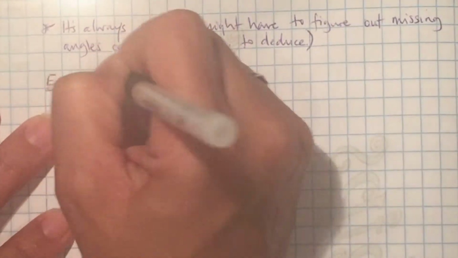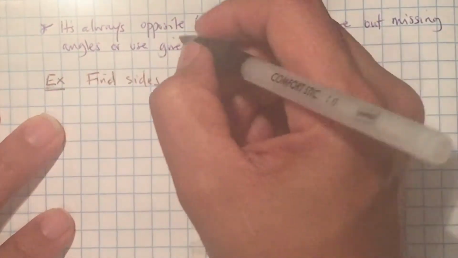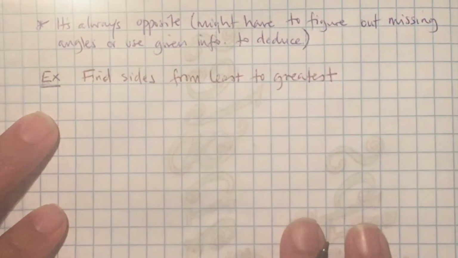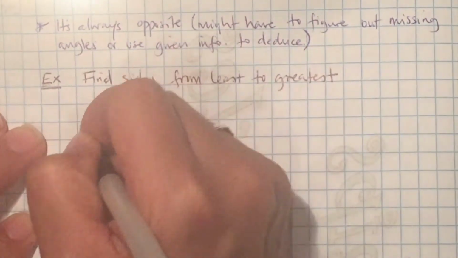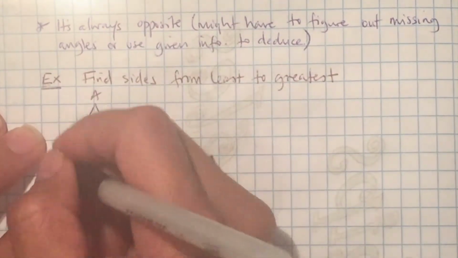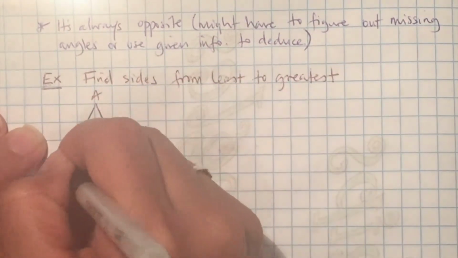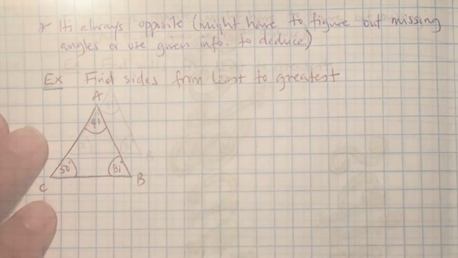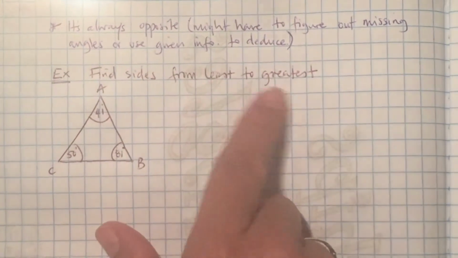All right, let's take a look at an example so I can show you what I mean. Let's say you're asked to find the sides from the least to greatest, and all they give you in the question are angles. So let's look at triangle ABC, and they give you 81, 50, and 41. And they ask you to label the sides from least to greatest.